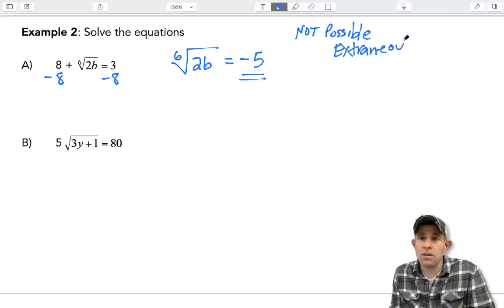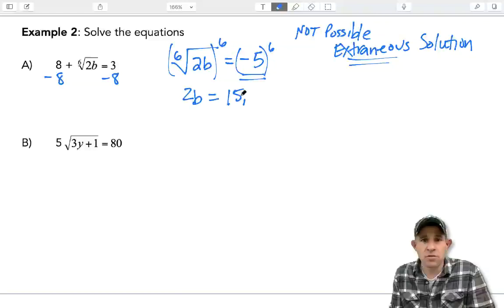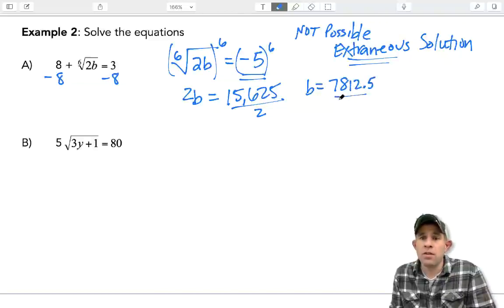Let's see if we can spell it right. Extraneous solution. So you'll get a solution. You can keep solving this problem. However, it won't check out in the final answer. So in order to get that extraneous solution, we're going to take the 6th power of both sides. And that gives us 2b is equal to 15,625. And then we're going to have to divide that by 2, and that would give us a value for b to be 7,812.5. And we say that this is an extraneous solution, and really this entire equation is not possible, or we say that it is not defined.